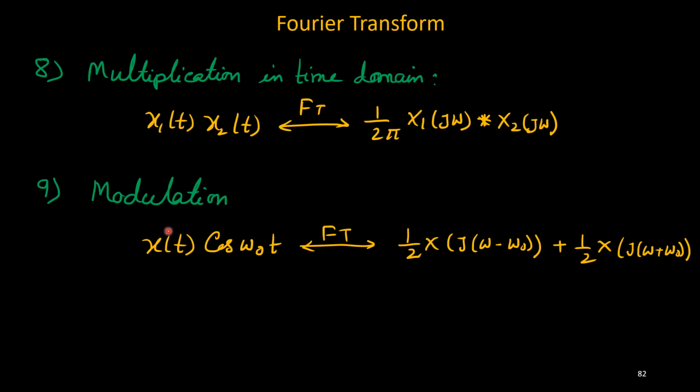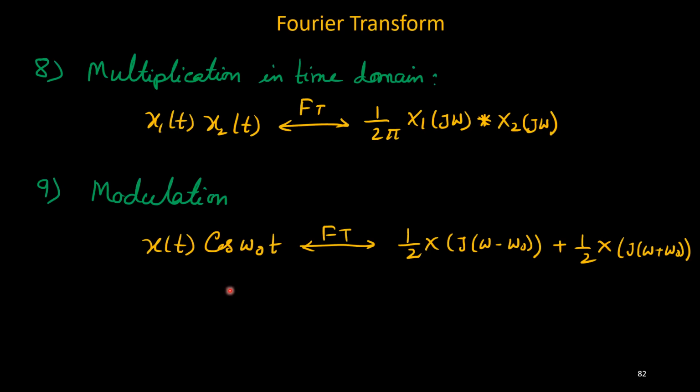Modulation property. It is similar to this one. This is x of t, and this is your cos omega naught t. So if I consider this above one also, I can do that one, because I can take the convolution of these two. The Fourier transform of cos omega naught t we have found out: it is pi delta of omega minus omega naught plus pi delta of omega plus omega naught. Then you can take the convolution. So this pi will cancel out, half will be there: half X of j(omega minus omega naught) and half X of j(omega plus omega naught).